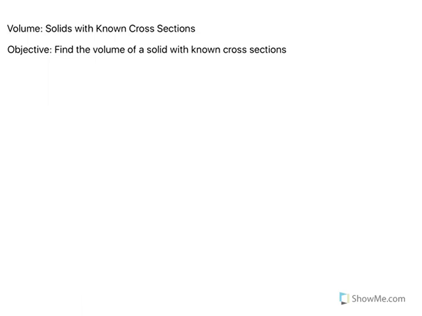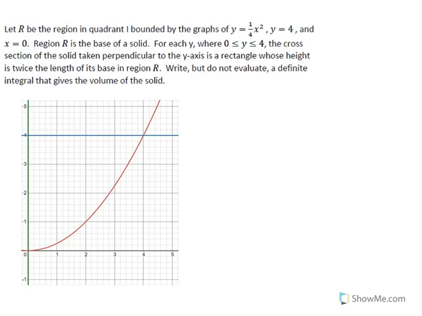We'd like to take a look at an example where we will be finding the volume of a solid with known cross-sections. Let R be the region in quadrant 1 bounded by the graphs of y is equal to 1/4 x squared, which is a parabola, y is equal to 4, which is a horizontal line, and x is equal to 0, which is a vertical line.